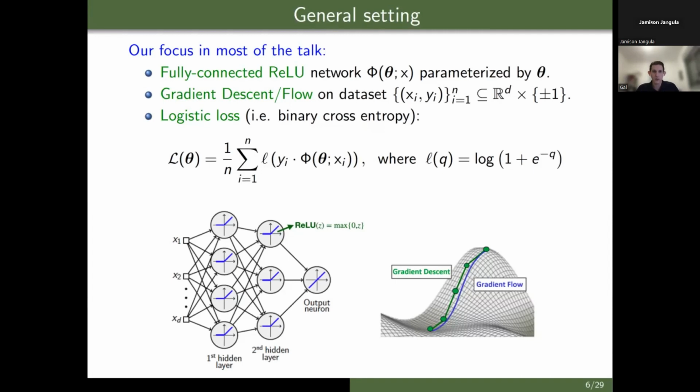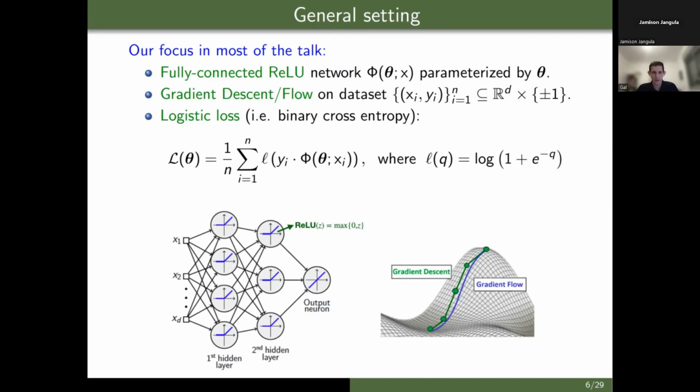We will train the network using gradient descent or using gradient flow, where gradient flow corresponds to gradient descent with an infinitesimally small step size. So essentially, gradient flow is an approximation of gradient descent with a small step size. For example, here in the figure on the right side, we see the discrete trajectory of gradient descent, and we see a continuous trajectory of gradient flow, which approximates gradient descent with a small step size.